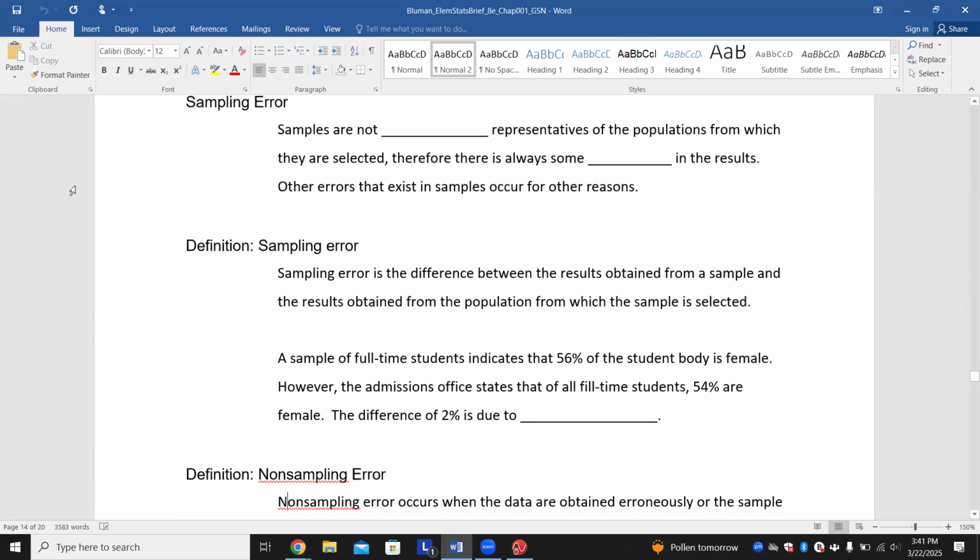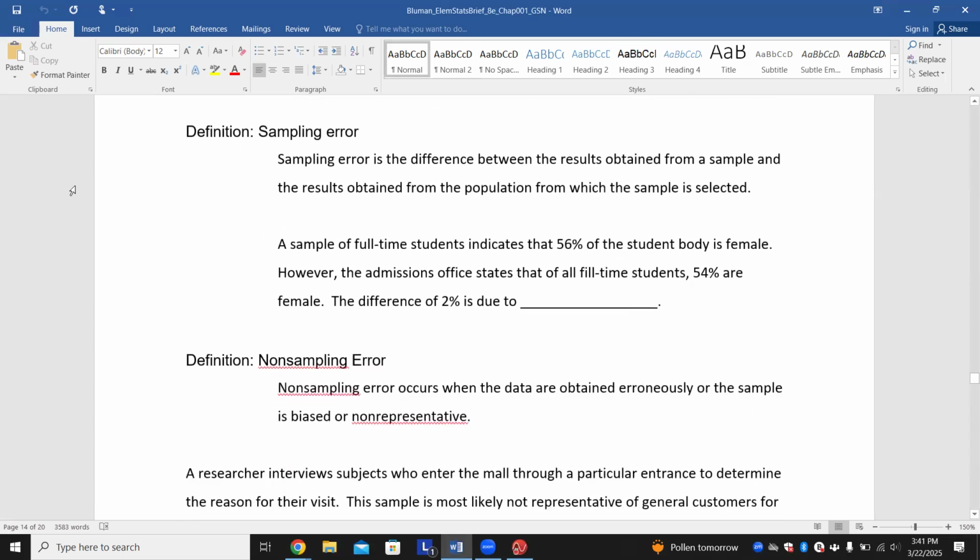All right, so the definition for sampling error is the difference between the results obtained from a sample and the results obtained from the population from which the sample is selected. So we could do a sample to figure out what it is, but to get the population, we would have to get the result of every single person, which could cost money, a lot of time, and a lot of effort. I suppose that really wouldn't be error. It would be mainly just time and money, and then just more of a headache to try to get all of that data.